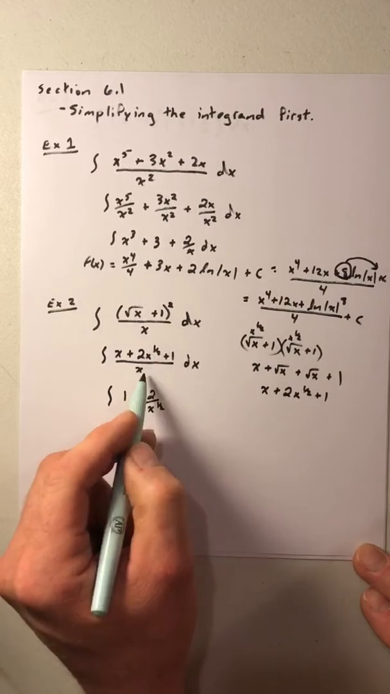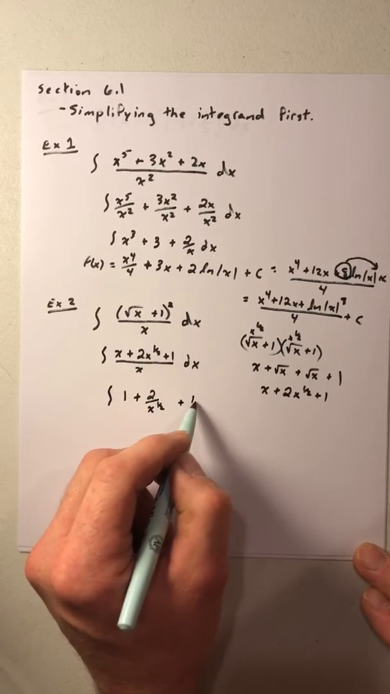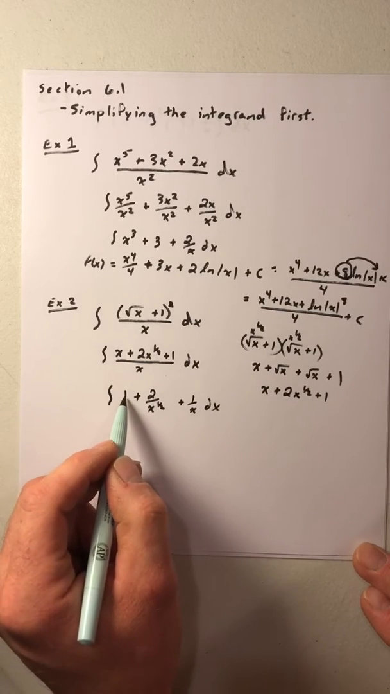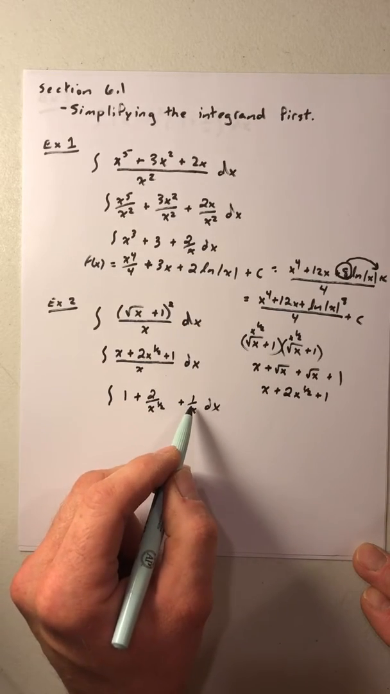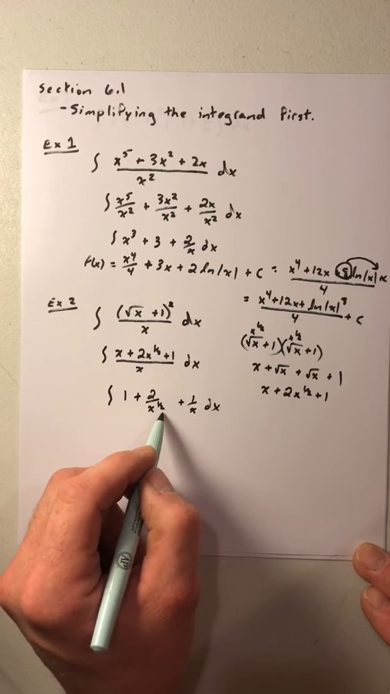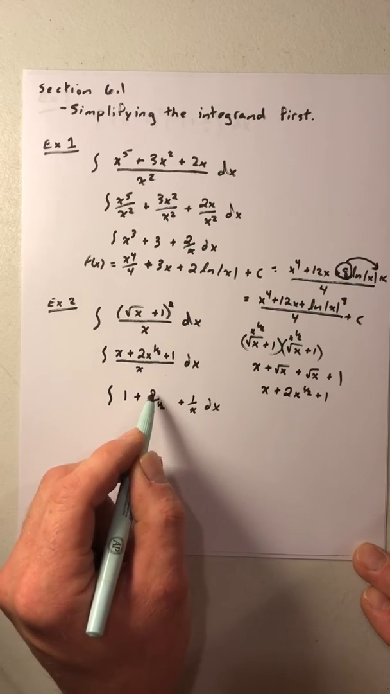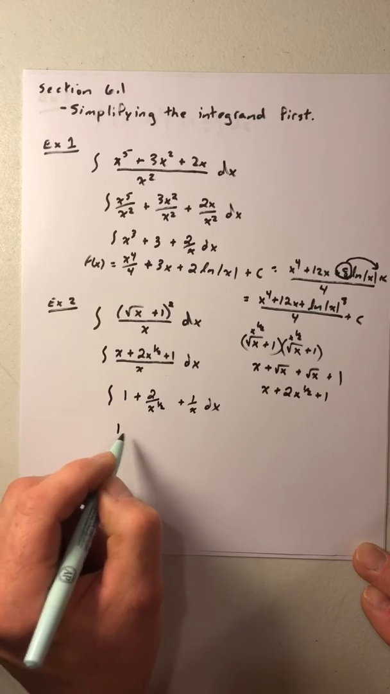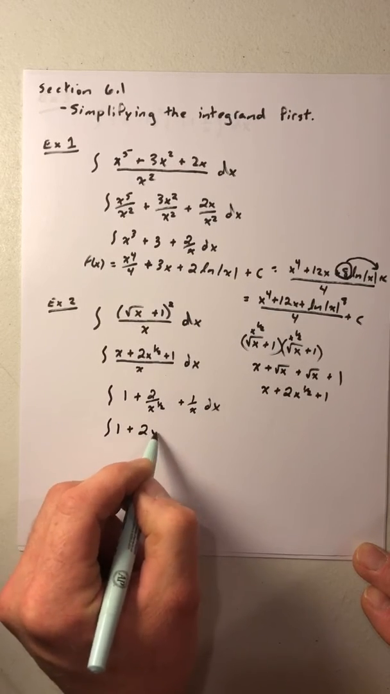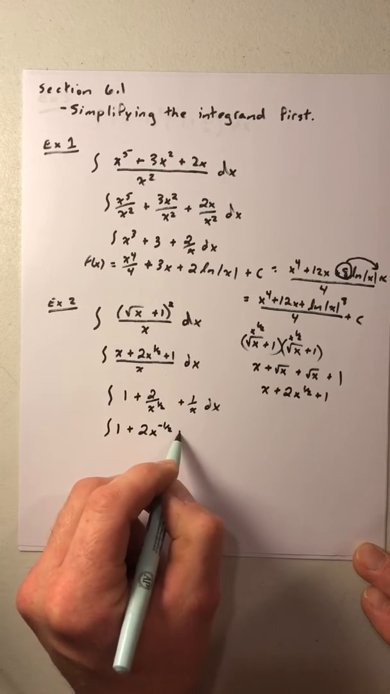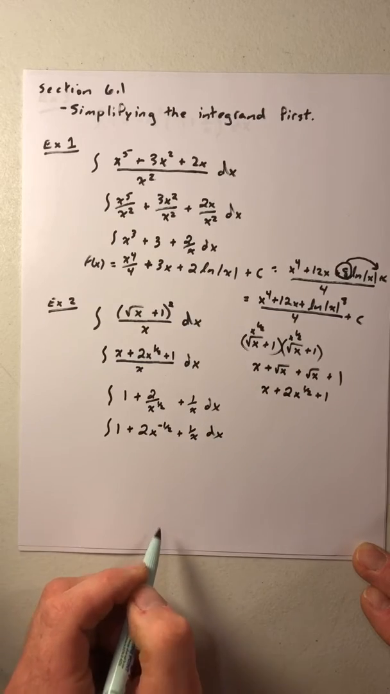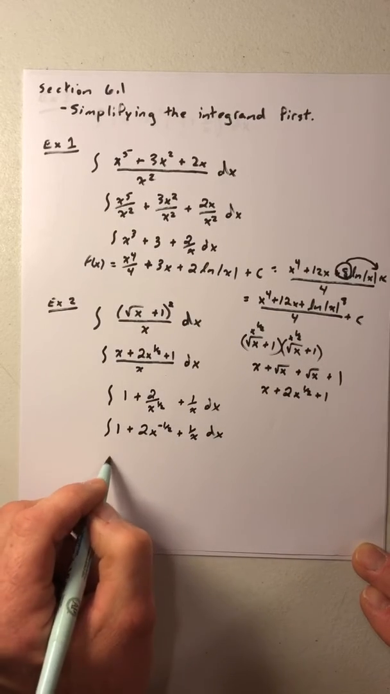Remember, we subtract exponents when we divide, plus 1 over x dx. We can integrate 1. We can integrate 1 over x. The 2 over x to the 1/2 is our problem. We need to take this x to the 1/2 and bring it to the numerator. So to do that, we're going to have 1, the integration of 1 plus 2x to the negative 1/2 plus 1 over x dx. Now I can go and integrate this.